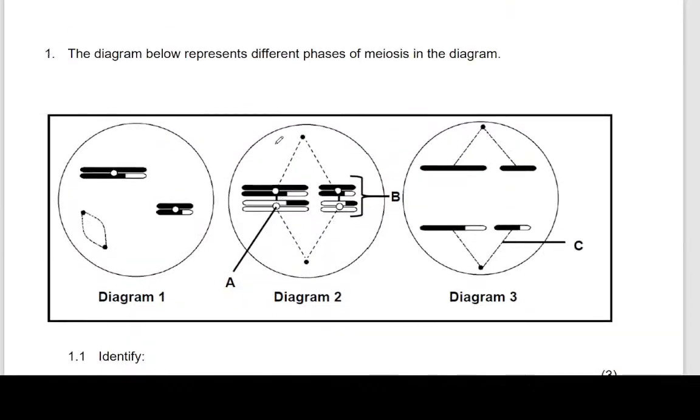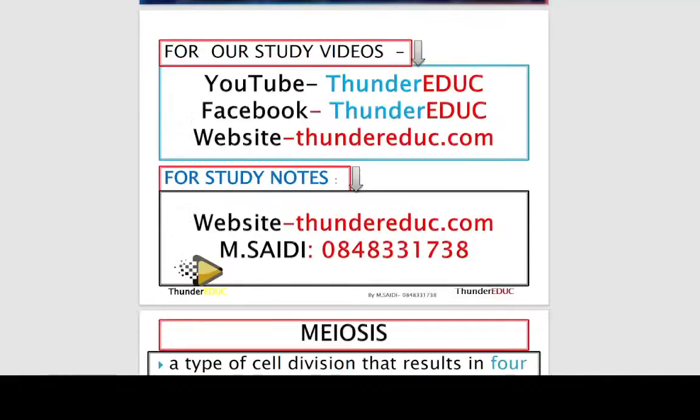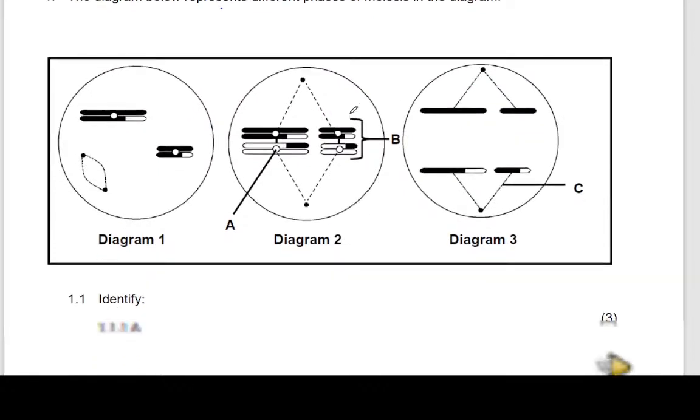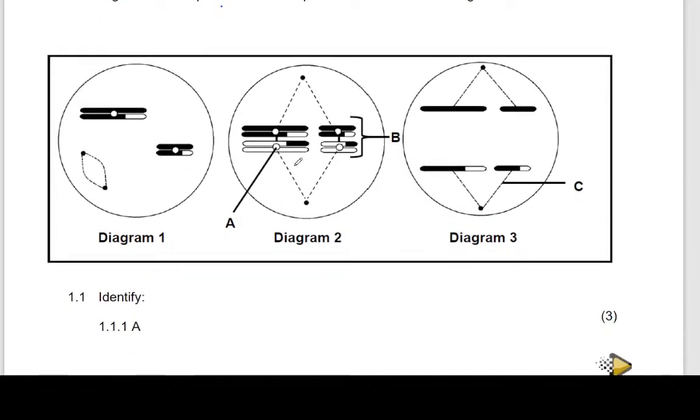Okay, the first question is asking, what are they asking about? Let me know if you have any question when we are going through this, so that at least I help you out. All right. The diagram below represents different phases of meiosis. In the diagram, if you are looking at this, what are these phases?